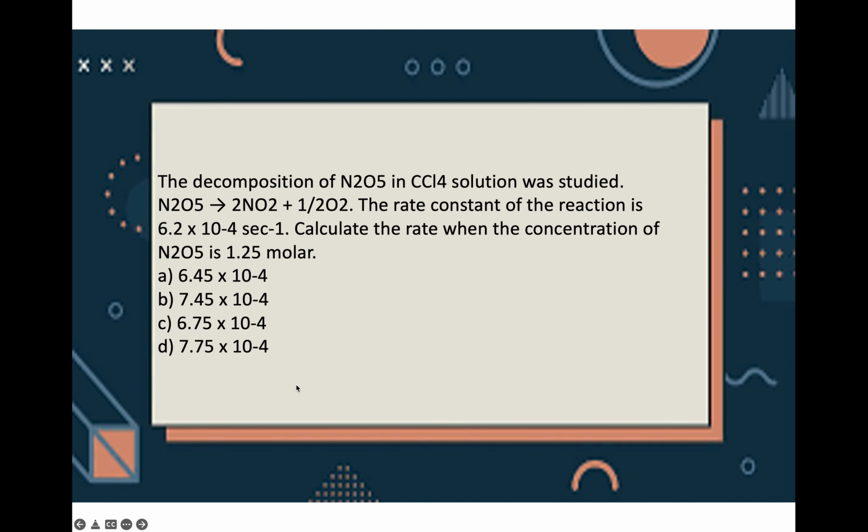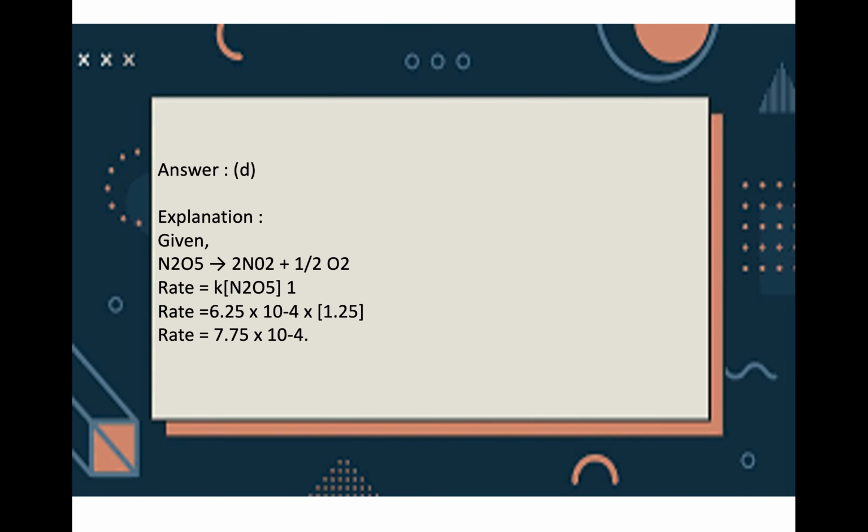Okay, now next question is decomposition of N2O5 in CCl4 solution when it was studied. N2O5 gives 2NO2 plus half O2. The rate constant of the reaction is 6.2 into 10 to the power of minus 4. You have to find the rate when the concentration of N2O5 is 1.25 molar. So the value given here is the rate constant. Now option is D. D is 7.75 into 10 to the power of minus 4.